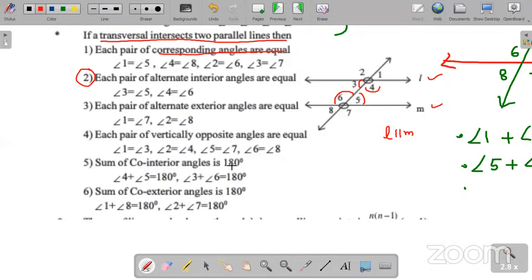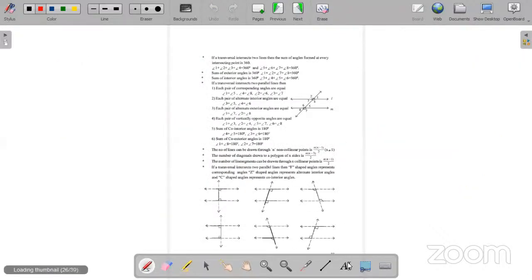Sum of co-interior angles is 180. That means angle 3 plus angle 6 is equal to 180. Angle 4 plus angle 5 is also 180. Sum of co-exterior angles means angle 1 plus angle 8, and angle 2 plus angle 7, is also 180 degrees. You remember this concept. These concepts are very important. While doing the problems, we can attempt all these things. Don't worry.